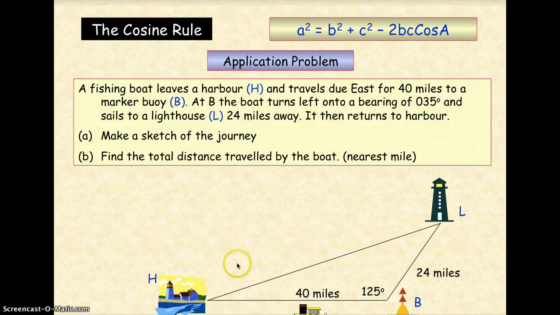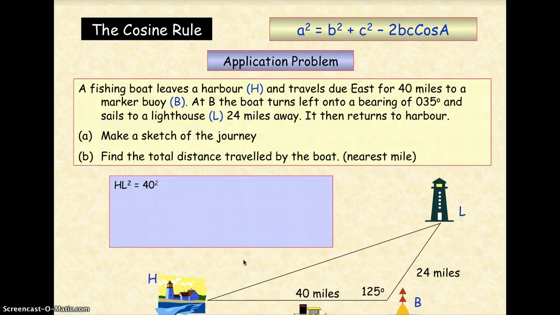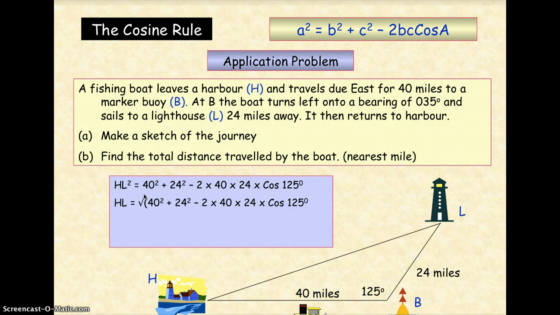Okay, so let's plug in the values. Side HL squared will be equal to, again, it doesn't matter which one is side B and which one is side C, plug in those two sides times the given angle. Then you square root it, and you should get about 57 miles. I wrote 57 miles because we're trying to find the nearest mile.